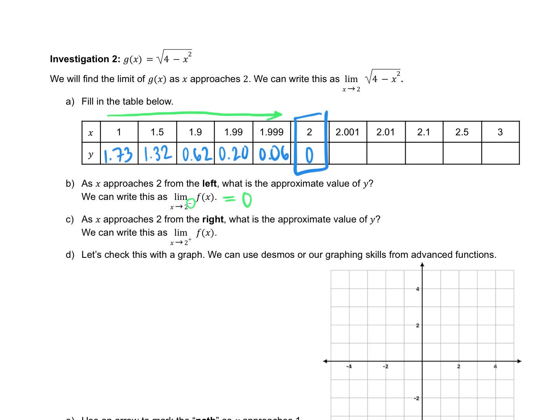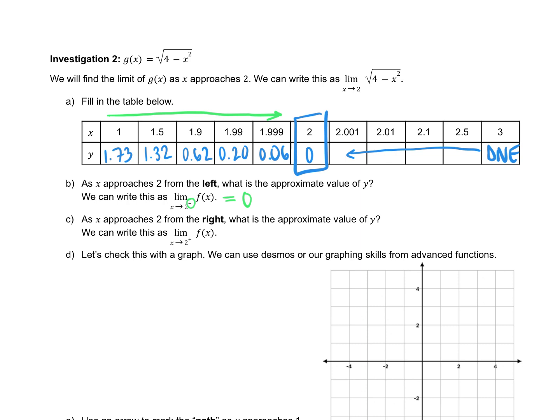Okay, for the right side, I'm going to start at 3. When I plug in 3, I do not get an answer. And that's because we would have 4 minus 3 squared, so 4 minus 9, which is negative 5, and I can't square root a negative. When I try that for 2.5, 2.1, 2.01, 2.001, I'm going to get the exact same thing. It does not exist. Anything greater than 2, the value does not exist.